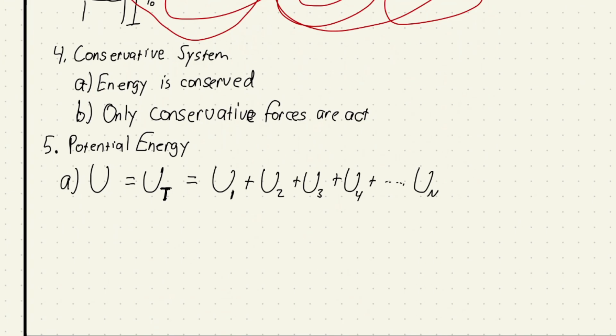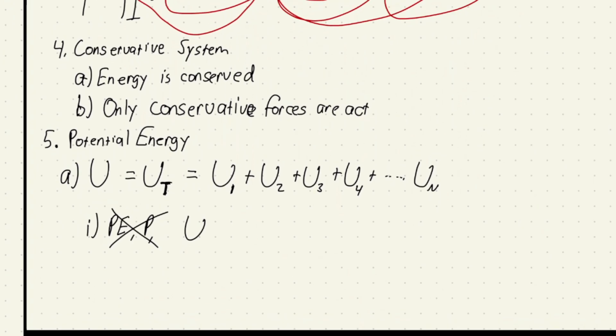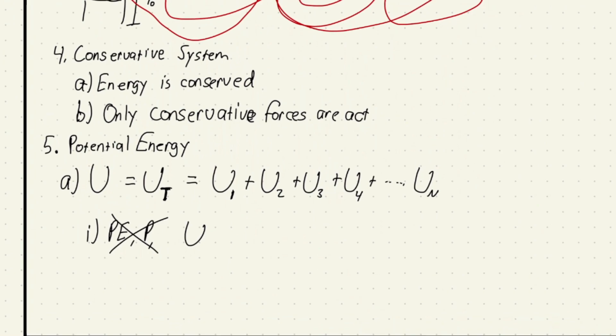So potential energy, a lot of times in other classes, you might have heard it called PE or P or something like that, but we are not going to use those notations. We will use U. If you go to a university, most of the time a professor will teach this with U instead of PE or P or whatever.